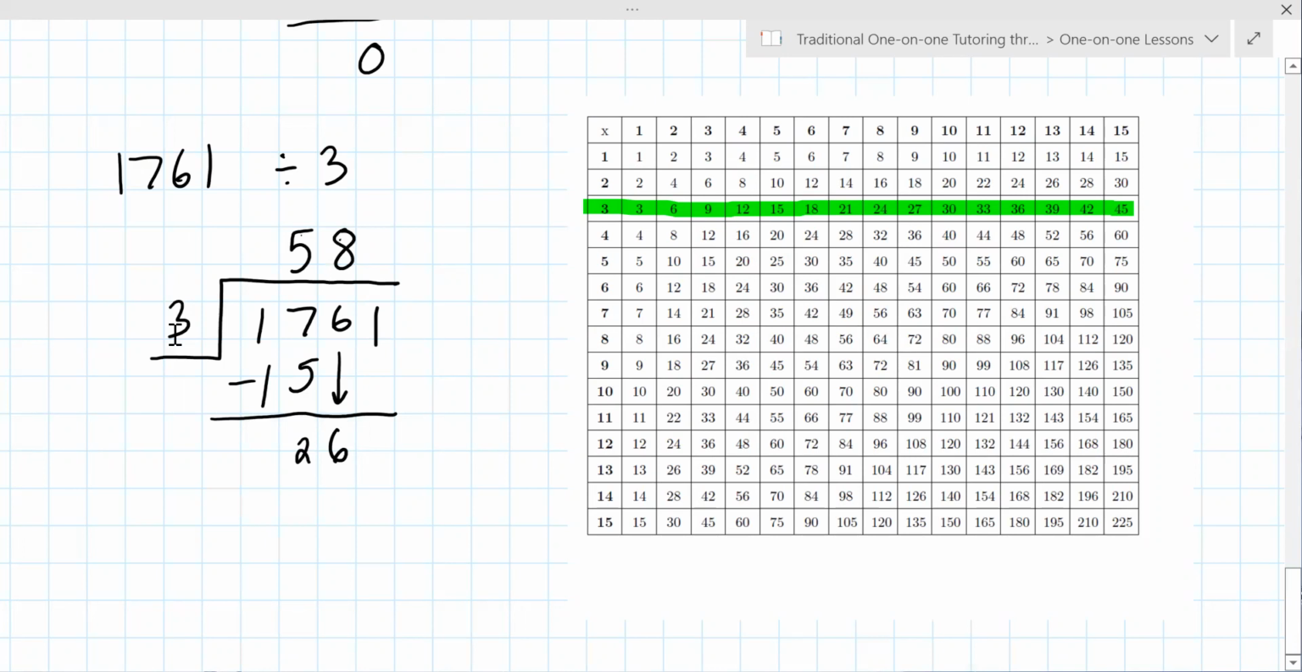So that was 24. Then you subtract, which is 2. Okay, bring the 1 down. And then how much is 3 going into 21? Which is 7. Let me put 7 on top. And then what's 3 times 7? 21. So there's no remainder. Good.